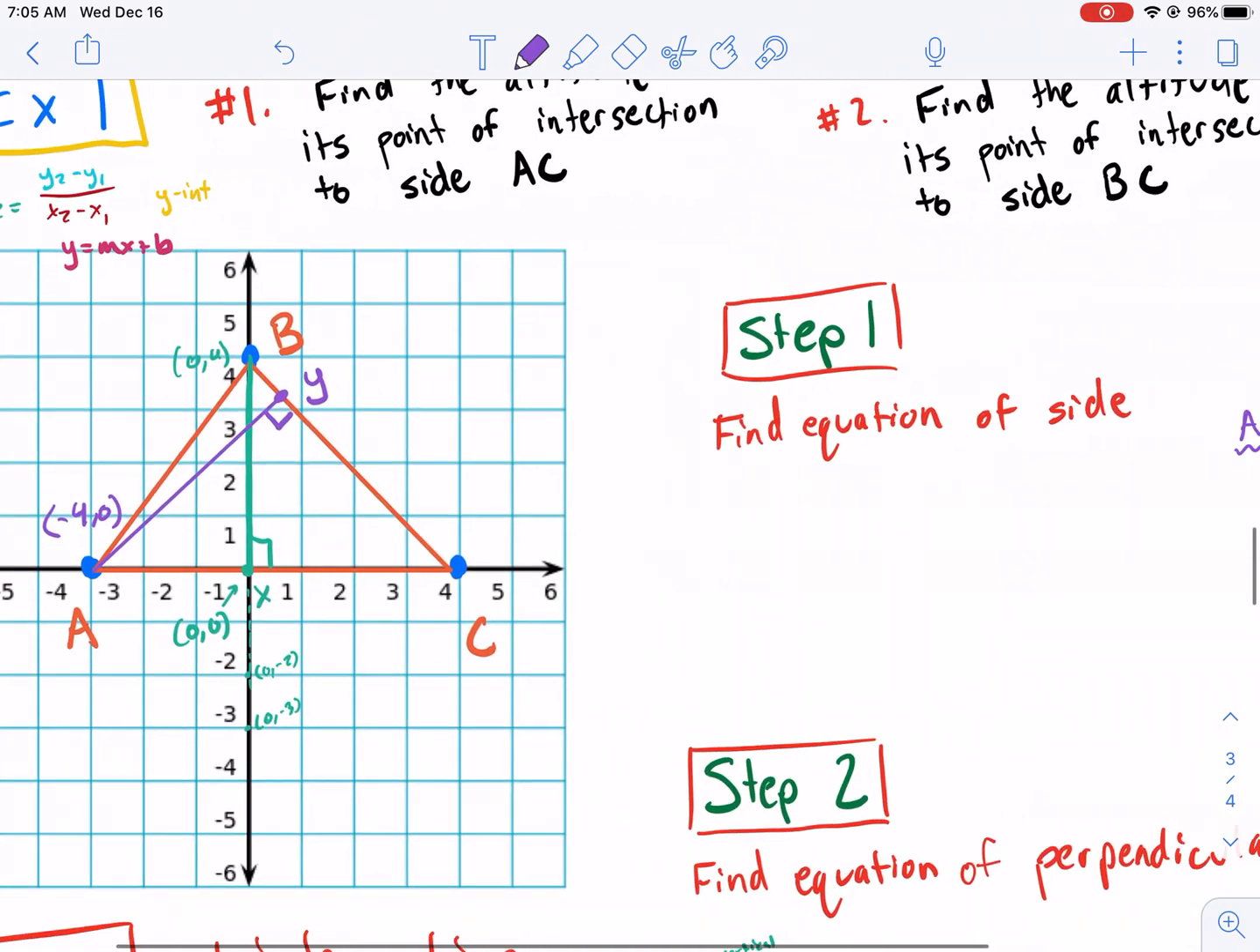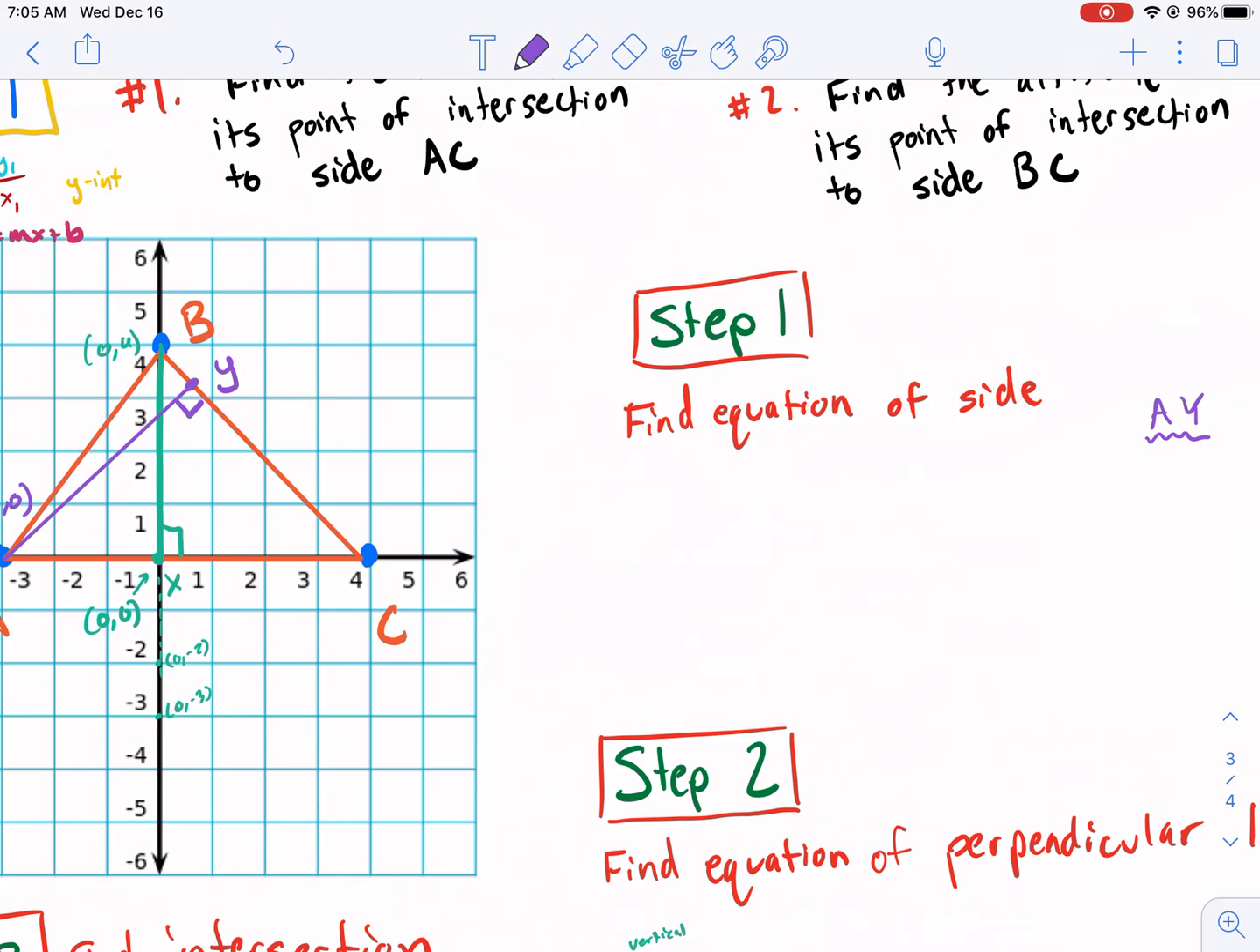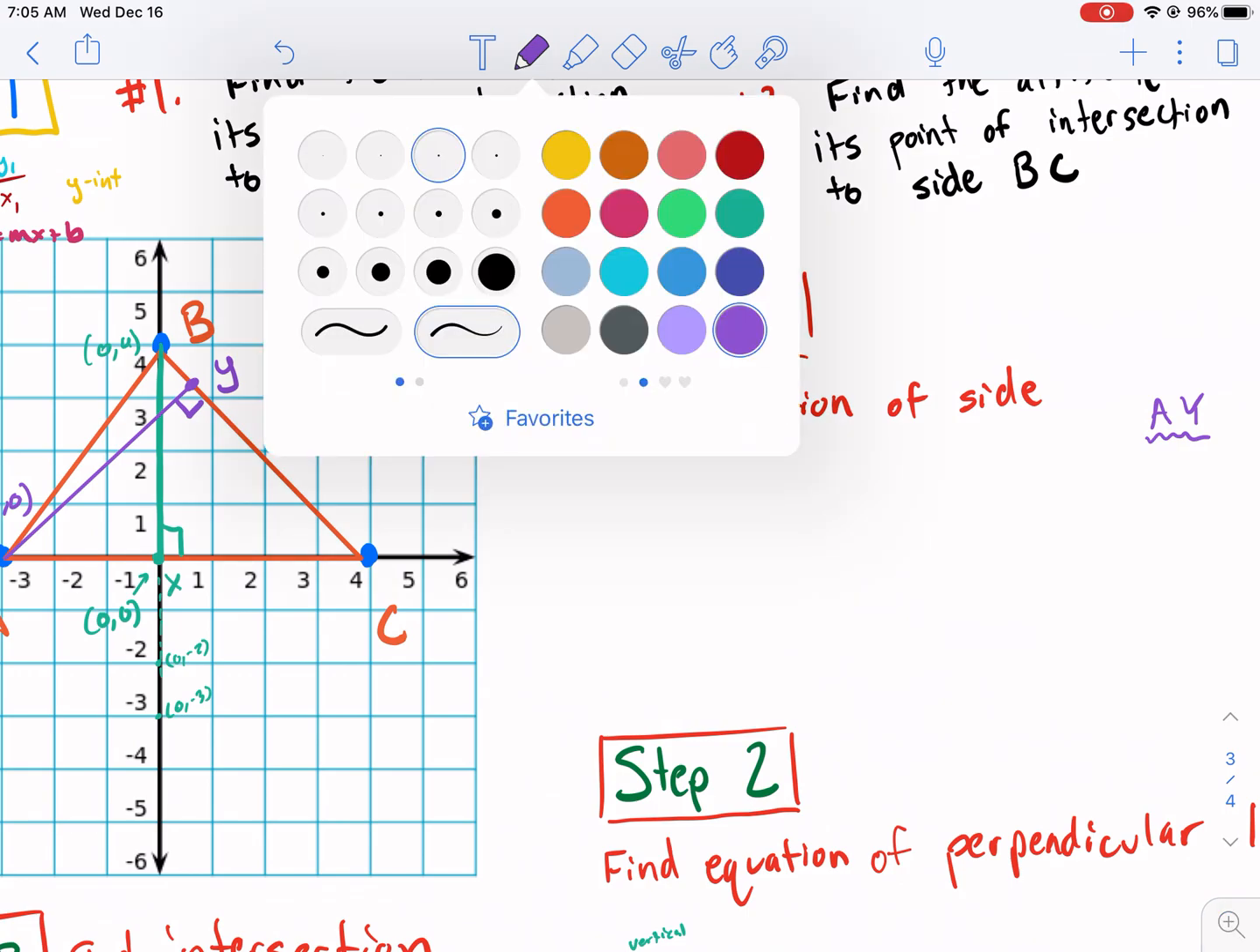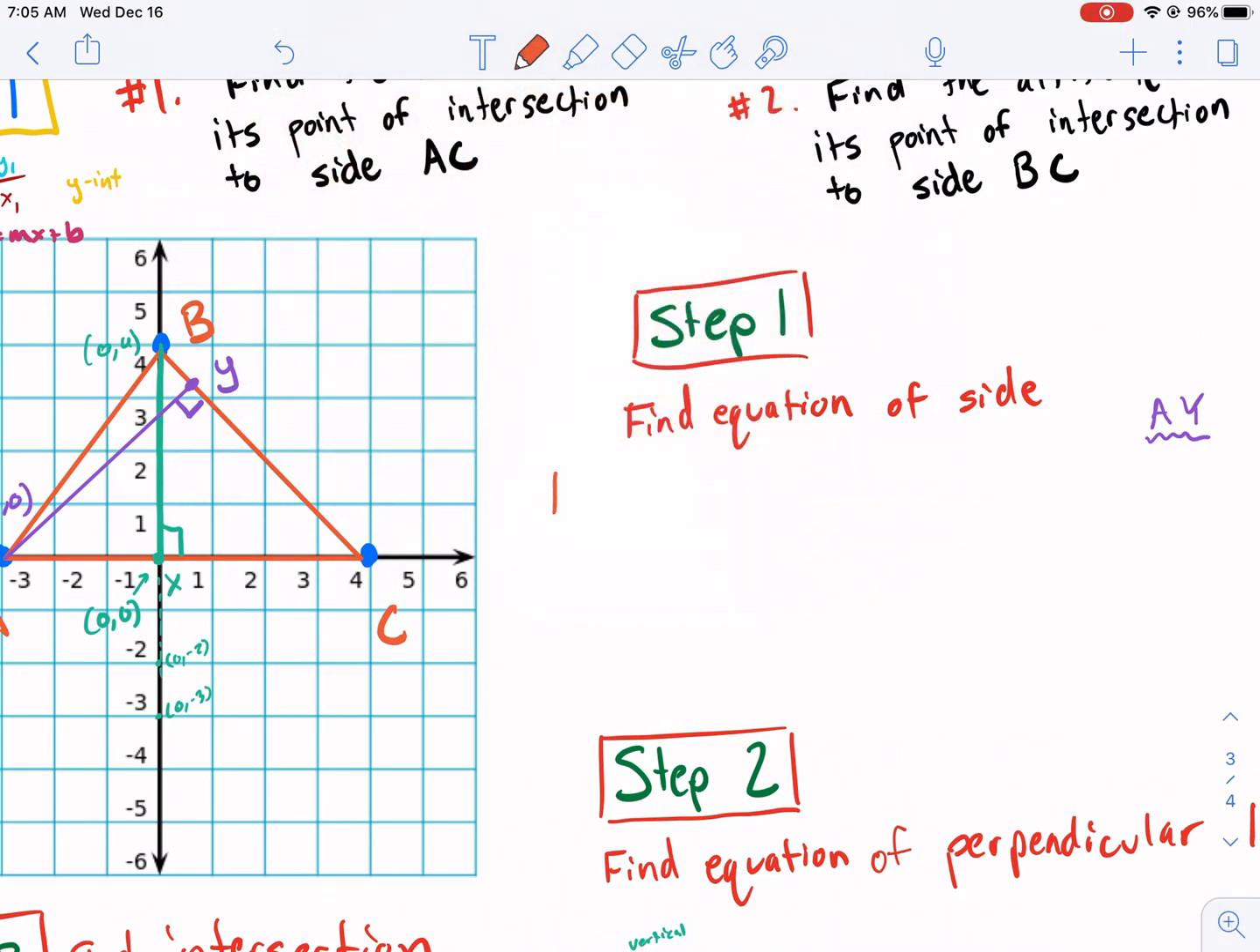What is its y-intercept? Okay, we have to find the equation of that side. So we have to find the side BC first. We have to find that line. Now, that line has an equation of y equals mx plus b. That's our general form. We already know the y-intercept. The y-intercept is (0, 4), so we know that b equals 4. We got that down. Now we have to find the slope.